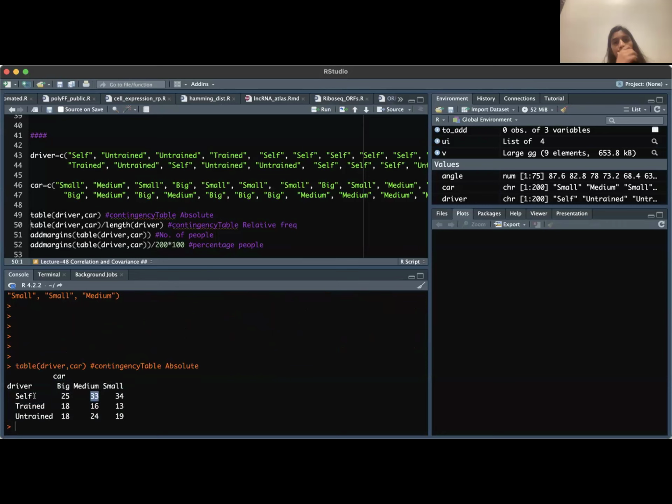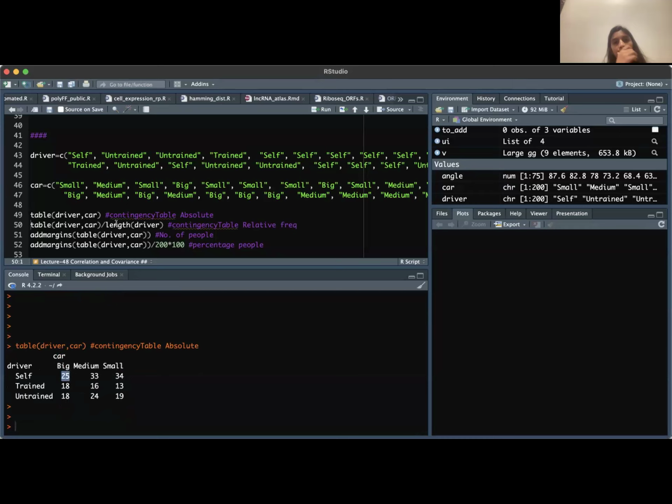And 33 people self-drive and have a medium car. 34 people self-drive and have a small car. And 18 people are trained and have a big car. And in similar ways, this gives you the absolute numbers. And now you want to calculate the relative frequency. So what is relative frequency? Basically, this number divided by the total number, right?